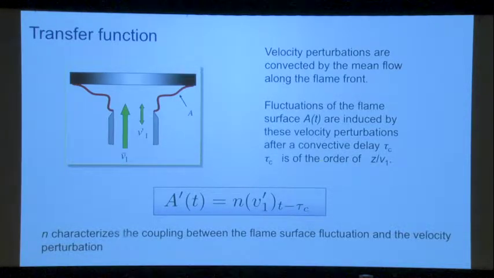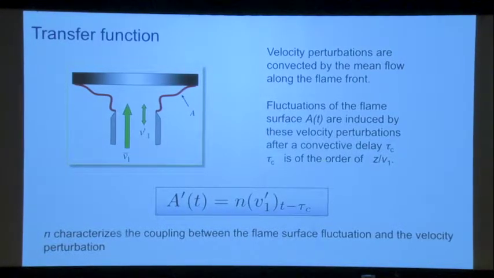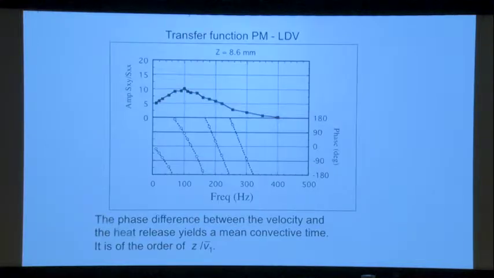We have velocity fluctuations here. The area is changing. And what we assume is that there is an interaction, that the area fluctuations are due to the velocity fluctuations that come in here. The velocity fluctuations correspond to those, you know, we have this second order equation. So we have here A prime, and A prime is related to P prime, and we had the model for the resonator. And this just shows the transfer function of the PM with respect to the LDV.